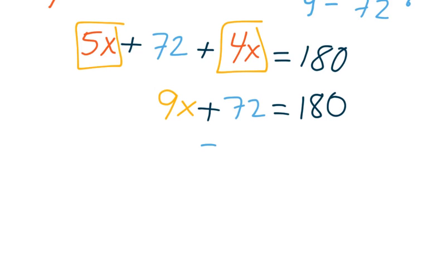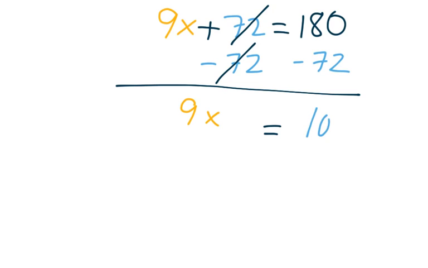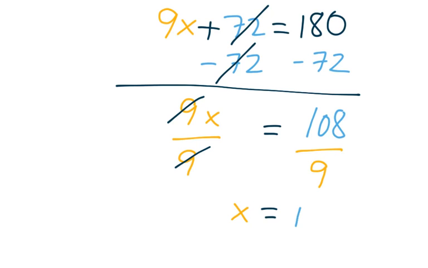I can solve this with inverse operations by subtracting 72 from each side. Those will cancel out. On the left-hand side, I'll have 9x, and on the right-hand side, when I subtract 72 from 180, I get 108. I will again use my inverse operations and divide each side by 9. I'm multiplying by 9, and so if I want the coefficient to be 1 for my variable, I should divide by 9. 108 divided by 9 is equal to 12.